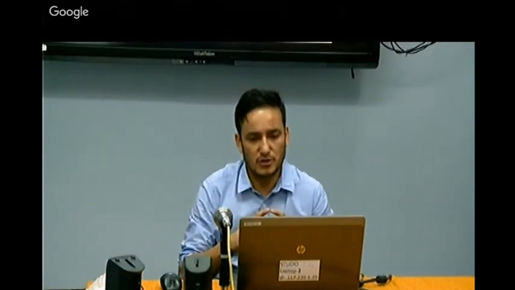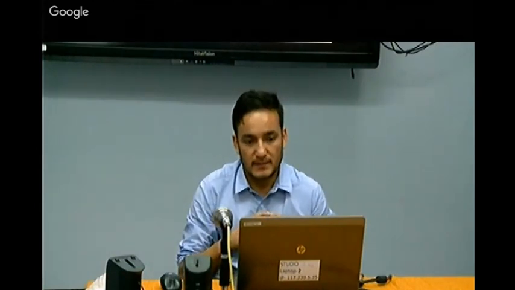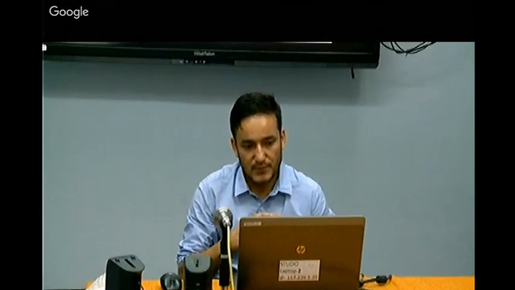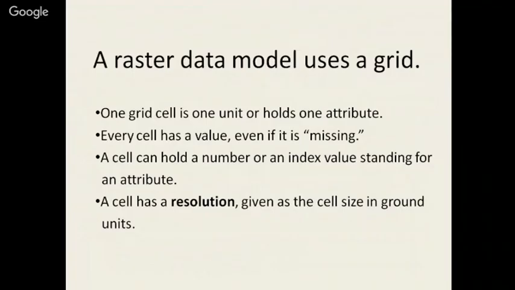So a raster data model uses a grid. Grids are actually the building blocks of this raster data. One grid cell is a unit that holds an attribute. Every cell has a value, even if it's missing. When you talk about these cells or pixels, even 0 is considered to be a value. It's no data, but it's still a value.